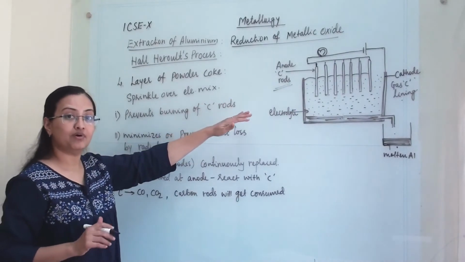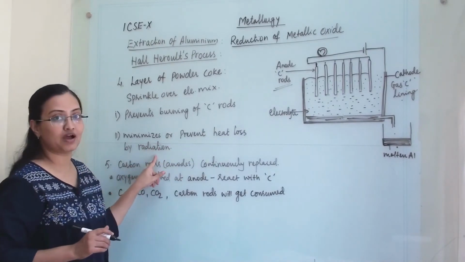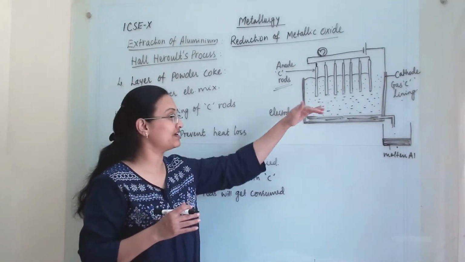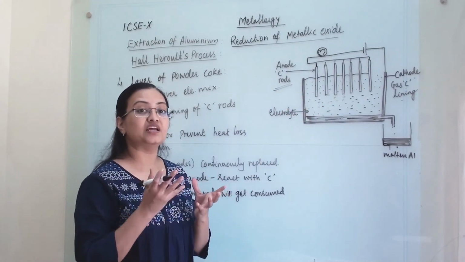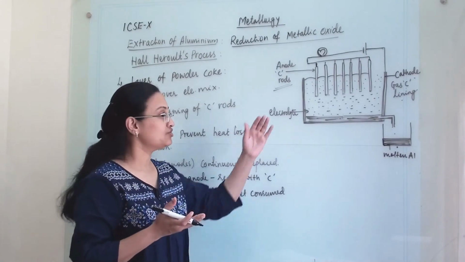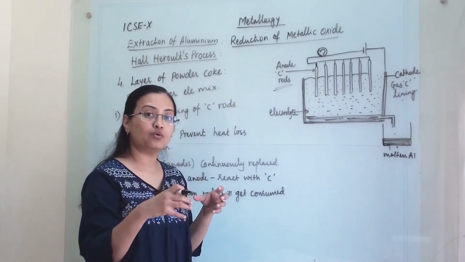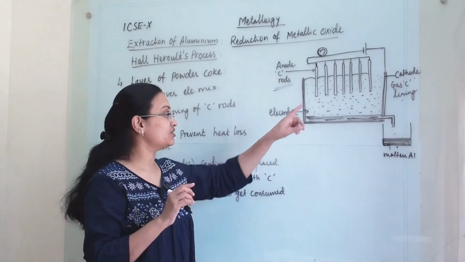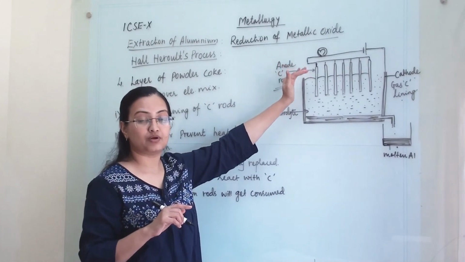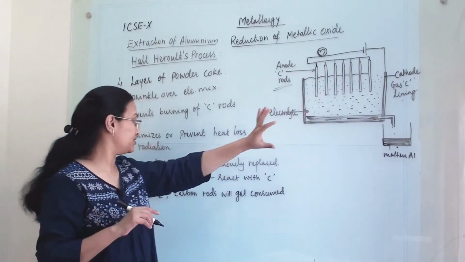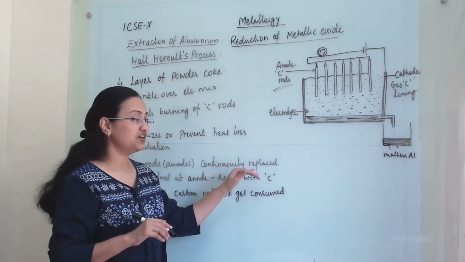So it will prevent the burning of those rods, and second, it minimizes or prevents the heat loss by radiation. We need to maintain that heat in this electrolytic medium because we want our alumina in the molten or fused state. So this heat should not escape out. So once we are sprinkling the powder coke, it helps us in two ways: it will prevent the burning of carbon rods, and the heat will not escape out, so that we can maintain that temperature.